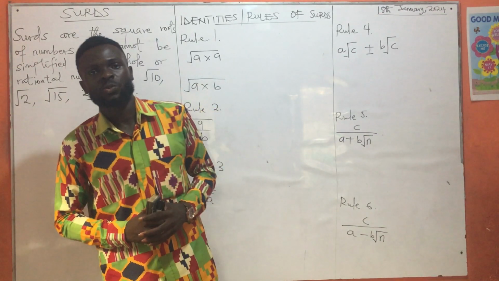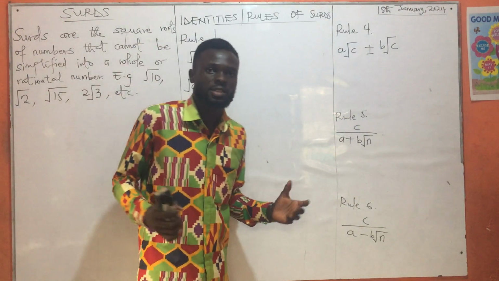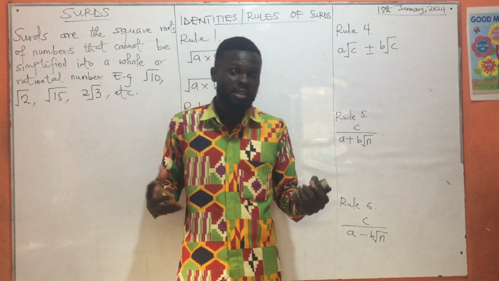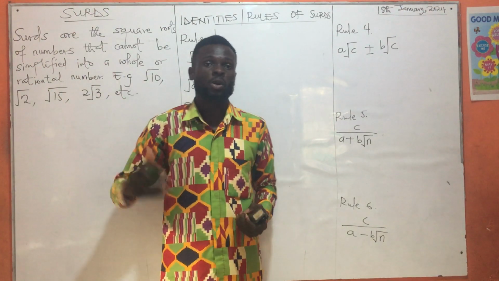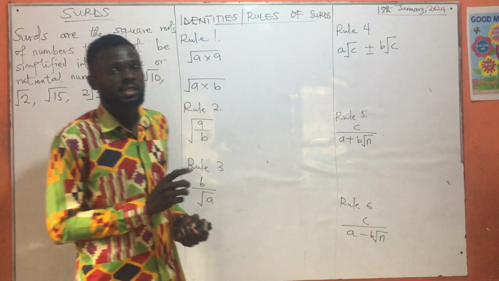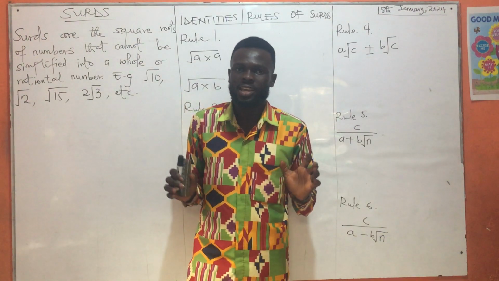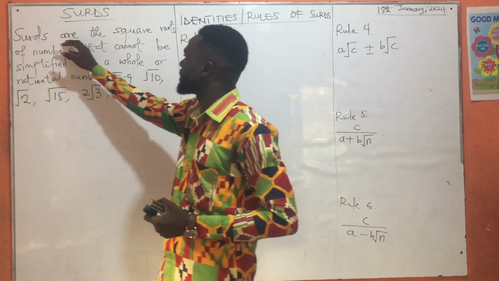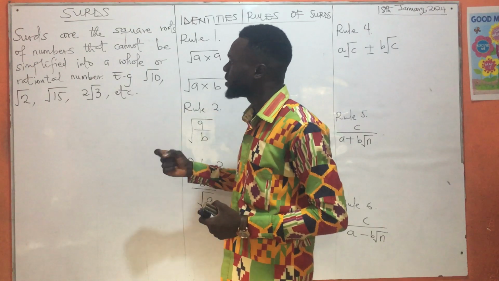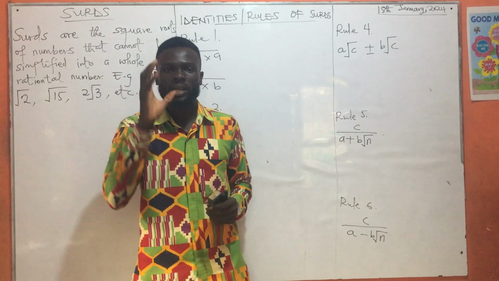Today, we want to start with a lesson in Basic 9, which is surds. Now, surd is something new to us in JHS or in Basic 9, which happens to be a topic in secondary school for our seniors, but we have to treat surds. Now, what are surds? In simple terms, surds are the square roots of numbers that cannot be simplified into a whole or rational number.